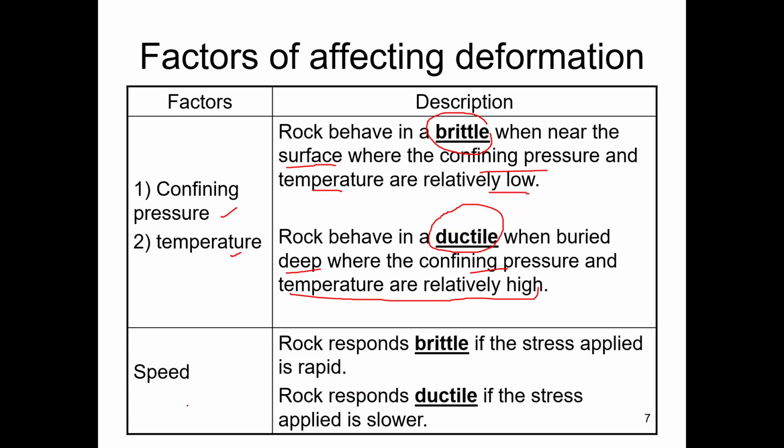When we discuss speed, in tectonic events, the speed of plate movement is discussed in centimeters per year. That's how we imagine the speed. The rock will behave brittle when we apply stress rapidly, and the rock will respond ductile if we apply the stress slowly. So the behavior depends on these three factors.